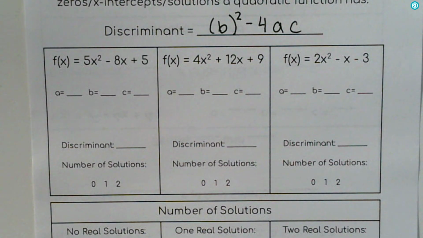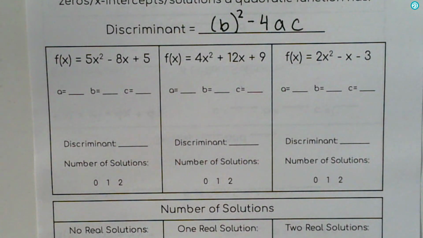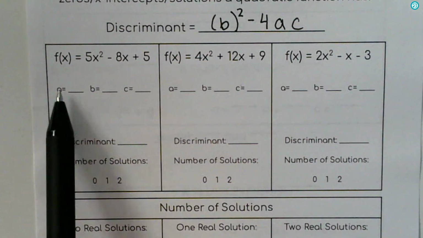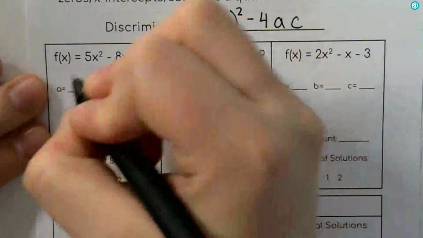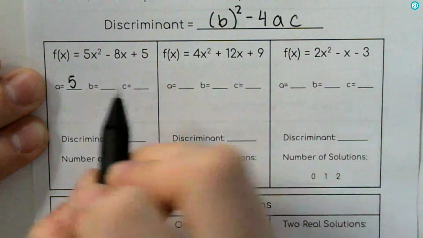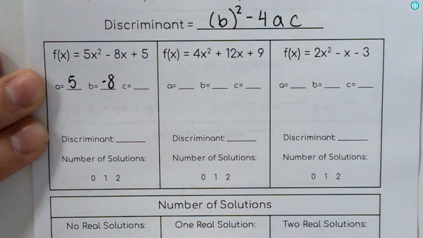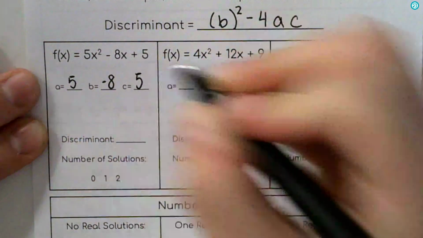Okay. Any questions about that? Okay, so the first thing that we're going to be doing is we're just going to be plugging in a, b, and c to that and seeing what we get as our discriminant. So our first problem here, our a value is 5. Our b value is negative 8. And our c value is 5.